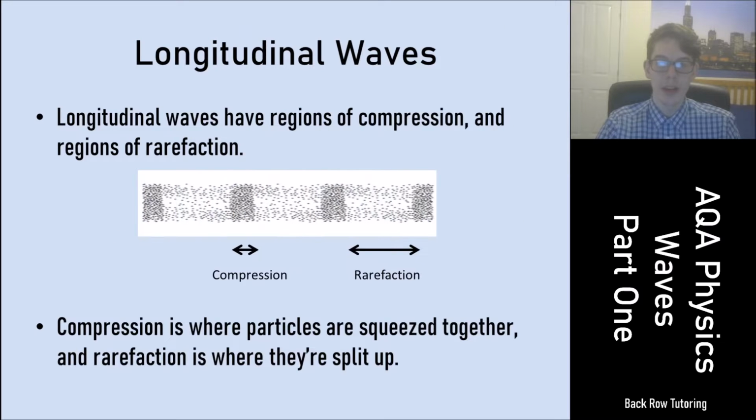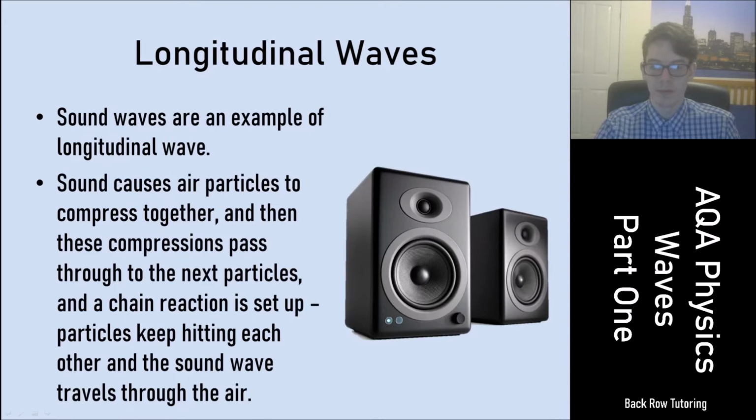So, longitudinal waves have regions of compression and regions of rarefaction. Compression is where particles are squeezed together, and rarefaction is where they're split up. So you can see here that we'll have regions where the particles are all bunched up together, and regions where there are large gaps between the particles. These regions are called compression and rarefaction.